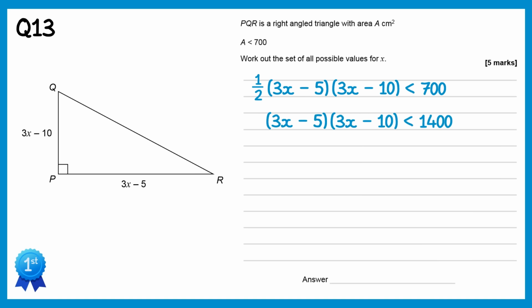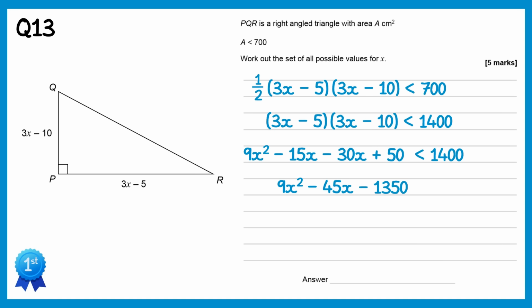We can now expand the brackets. 3x times 3x is 9x squared, 3x times negative 5, negative 15x, 3x times negative 10, negative 30x, and negative 5 times negative 10 is positive 50. So this must be less than 1400. So we've got 9x squared on the left. If we simplify the x terms, negative 15x take 30x is negative 45x, and then we've got plus 50, but we could subtract 1400 from both sides, and that will give us take away 1350 is less than 0.